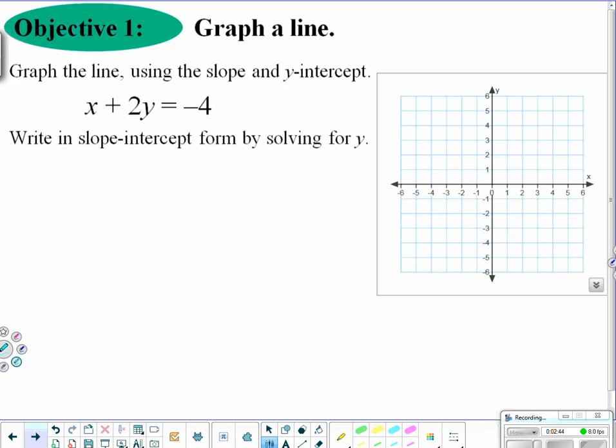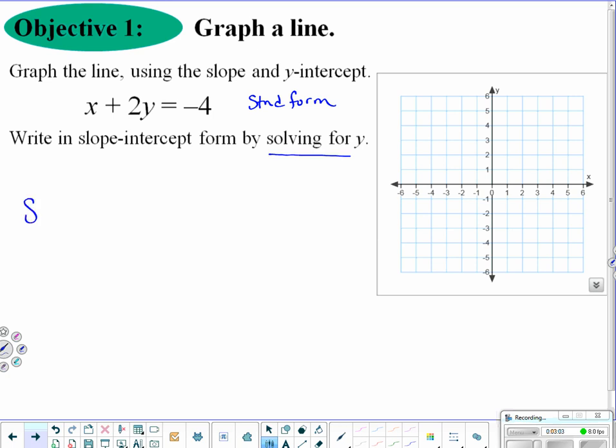Okay, so let's walk through graphing a line. Graph a line using the slope and the y-intercept. Well, the first thing I notice is that this equation is in standard form, and they're asking for the slope and y-intercept. So let's solve this for y.